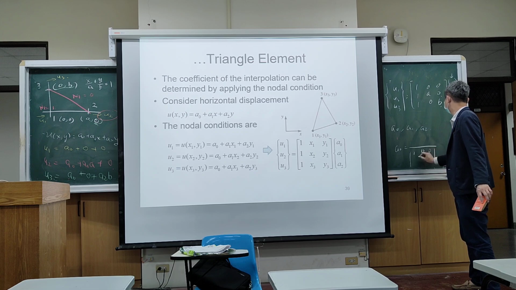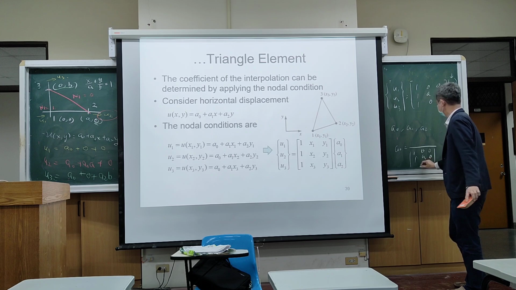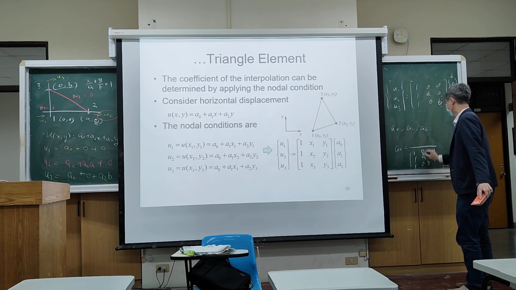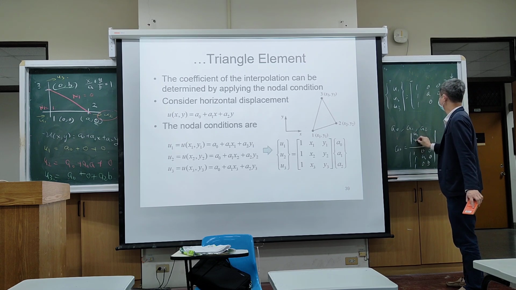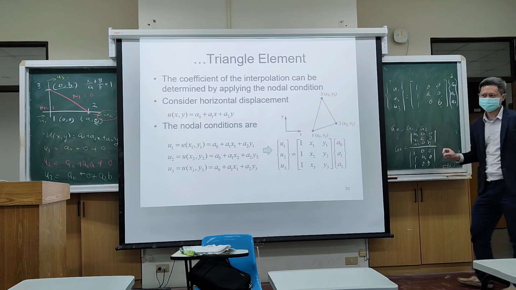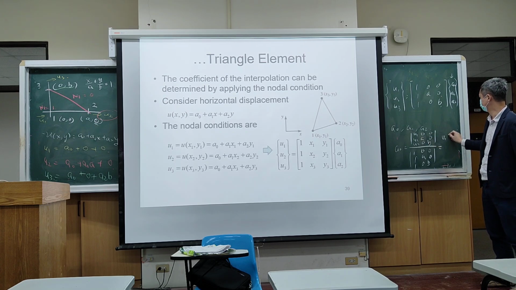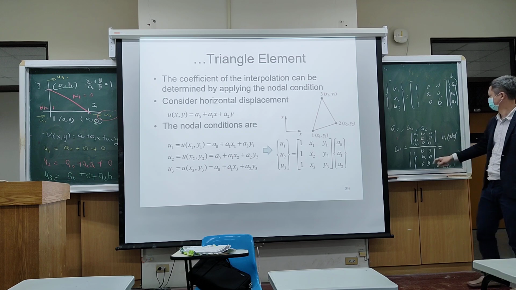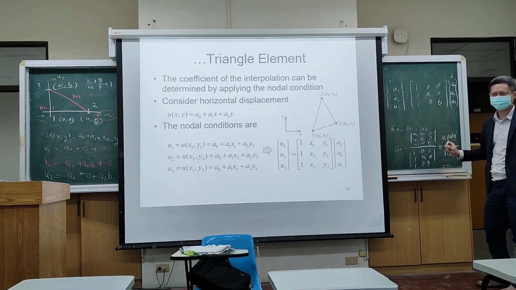1, 0, 0, 0, 1, A0, and then 1, 0, B. And then this one, the first row is replaced by U1, U2, U3, 0, 0, A, 0, 0, B. Okay, what's your A1? Your A1 is U1 times AB divided by 1 times AB.